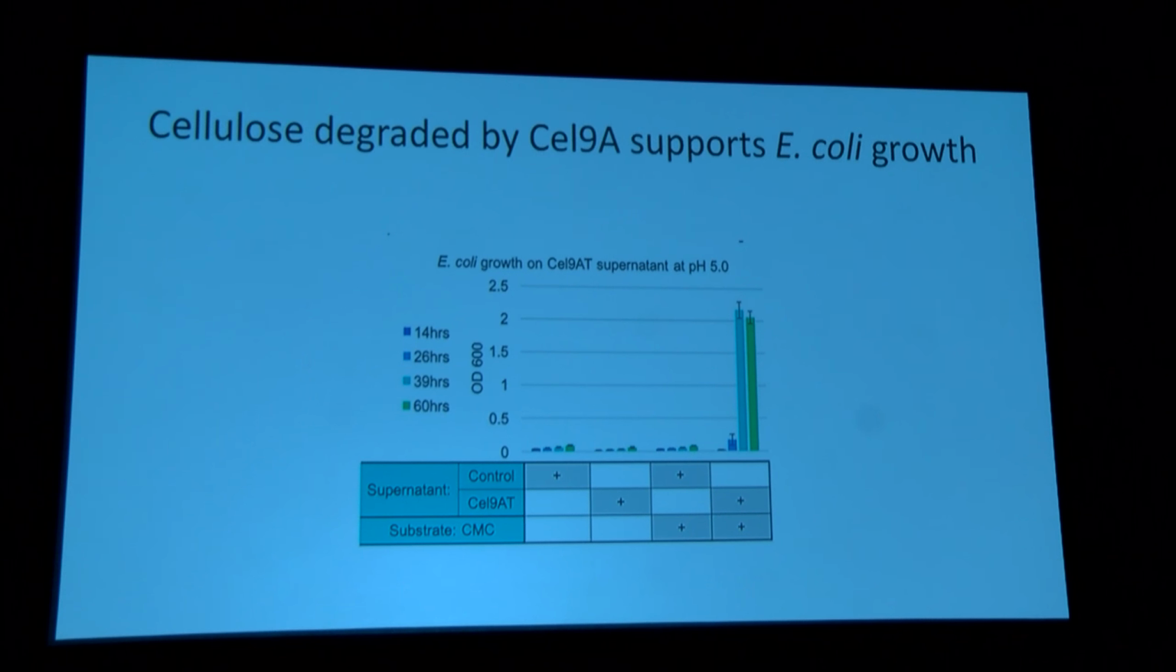So I just want to end by telling you that if we just take this Cel9A and we use it to degrade some cellulose, we can take that cellulose and now support the growth of E. coli. And so this is E. coli growth. It's kind of a long-term growth right now, but only when we have the Cel9A and this cellulose substrate can we actually see growth.